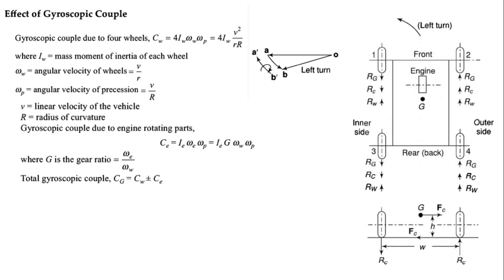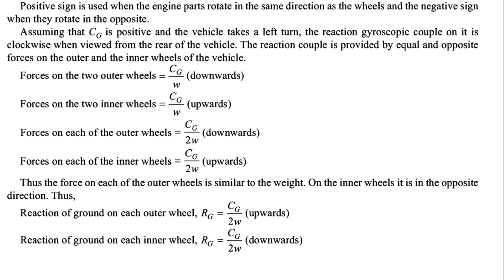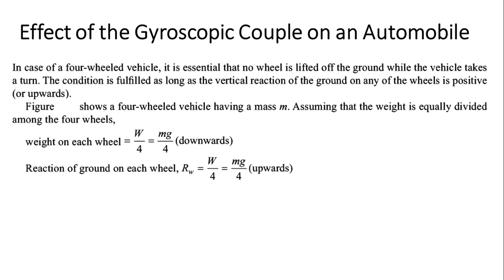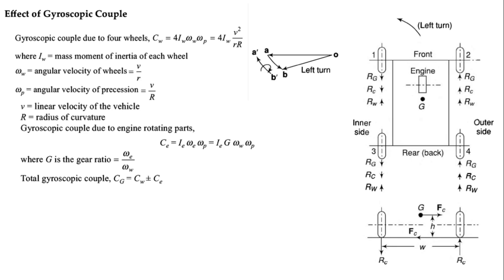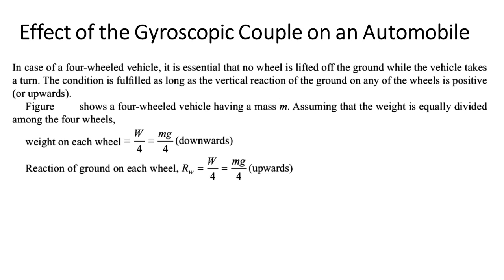So what will happen in this four-wheeler when the vehicle takes a turn? Automatically the weight on each wheel will be the total weight divided by 4, because 4 wheels are there. So the weight on each wheel will be W by 4, that is mg by 4. The reaction of the ground on each wheel will be W by 4, that is mg by 4, upwards.